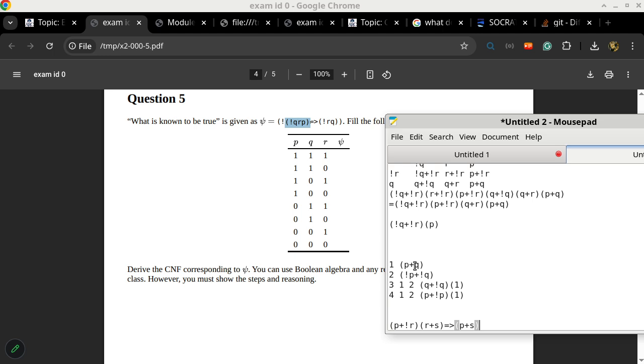Okay. Do you have a question about resolution and the what function? The function.